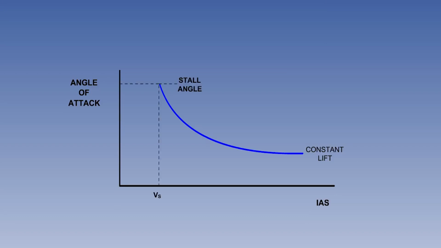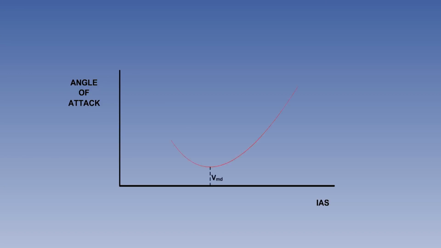The minimum possible level flight speed, Vs, for any given lift force is achieved at the critical or stall angle of attack. For steady level flight at a constant speed, the thrust must equal the drag. Drag increases with speed above minimum drag speed, VMD, and so to maintain a higher speed, the thrust must be increased by applying more power.